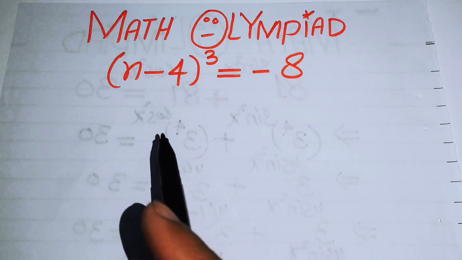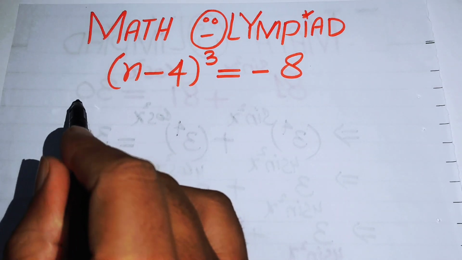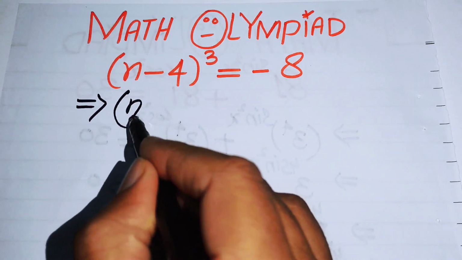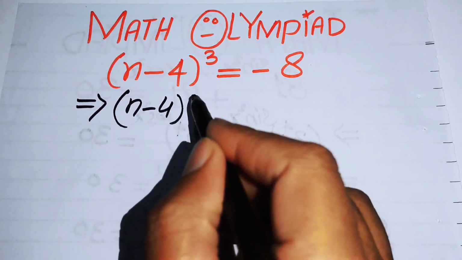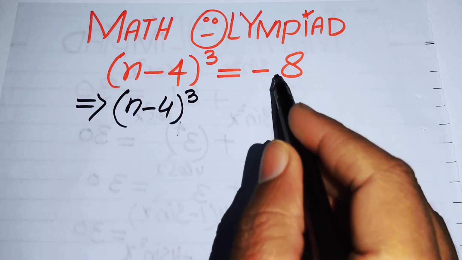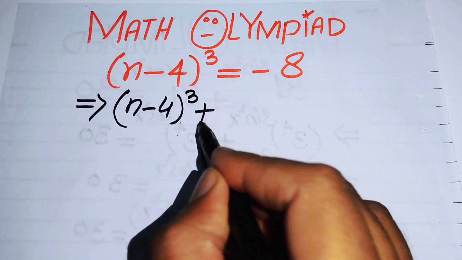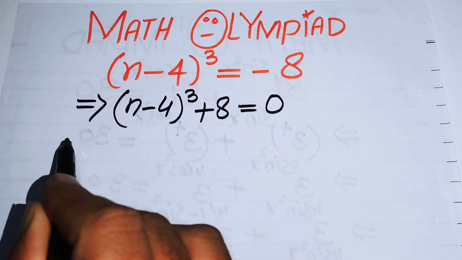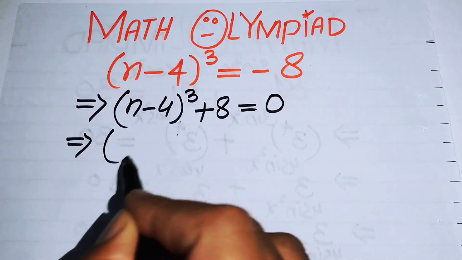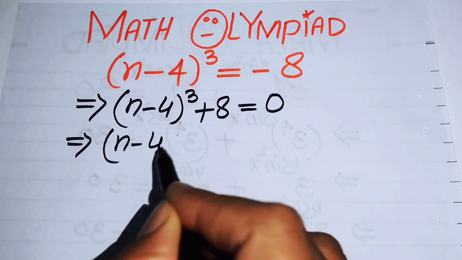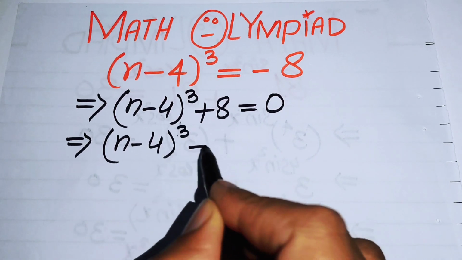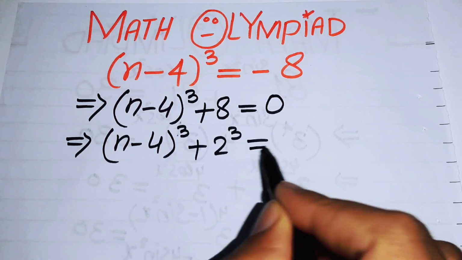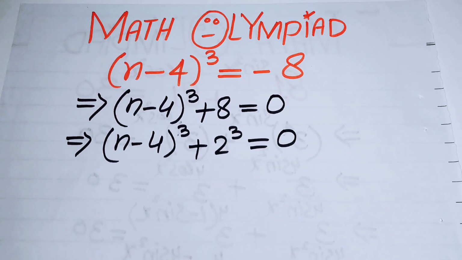So the very first thing we are going to do is move minus 8 to the left hand side, and you have (n minus 4) whole cubed, and when we move this minus 8 to the left hand side, you will get plus 8 equals 0. So here we rewrite this equation in this form: (n minus 4) whole cubed plus, we write this 8 as 2 cubed, equals 0.